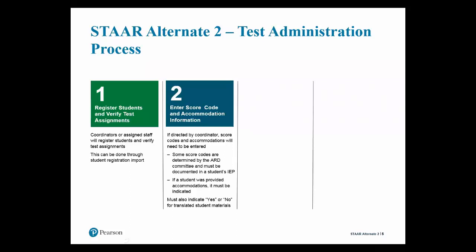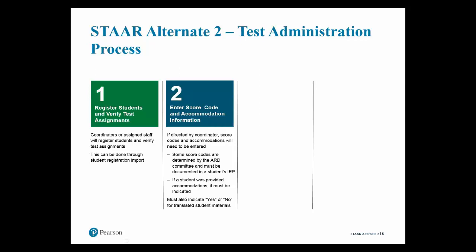Next, you want to make sure that the score codes and accommodation information is entered. And some of the score codes are going to be determined by the ARD committee, and they also have to be documented in the student's IEP. So if the student was provided an accommodation, you want to make sure that it is indicated in the system.